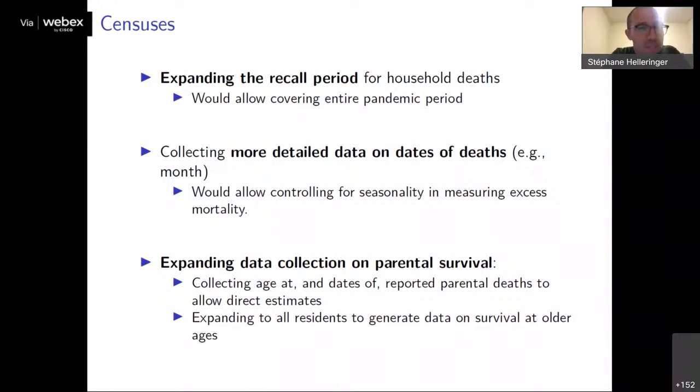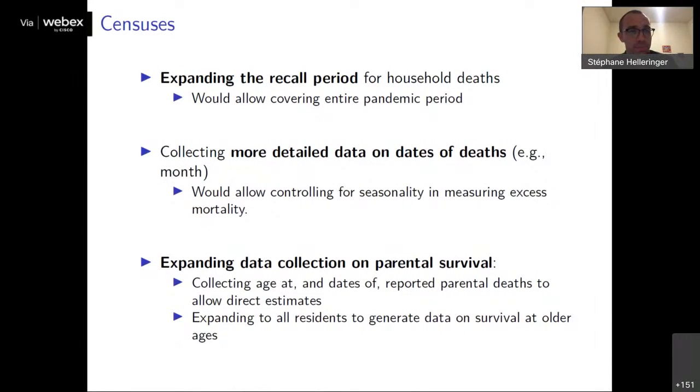Yeah, so in terms of censuses, one thing that has consistently come up is the potential utility of expanding the recall period for household deaths. So right now, the recommendation is to use 12 months, but of course, in many countries, this does not cover the entirety of the pandemic, and it does not even include some potential pre-pandemic period that might be helpful in estimating excess mortality. So here, one thing we've discussed extensively is whether it might make sense to expand the recall period to 36 months or something that would encompass the entire pandemic.